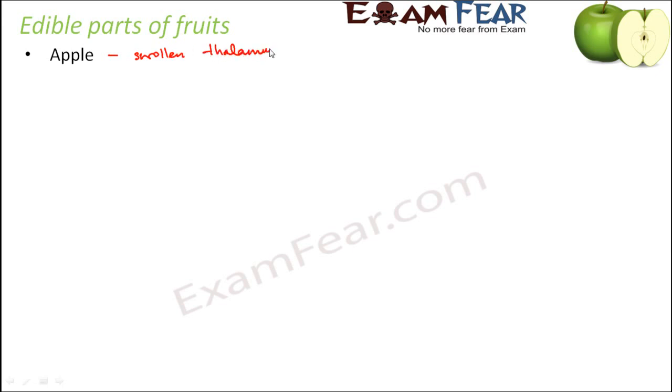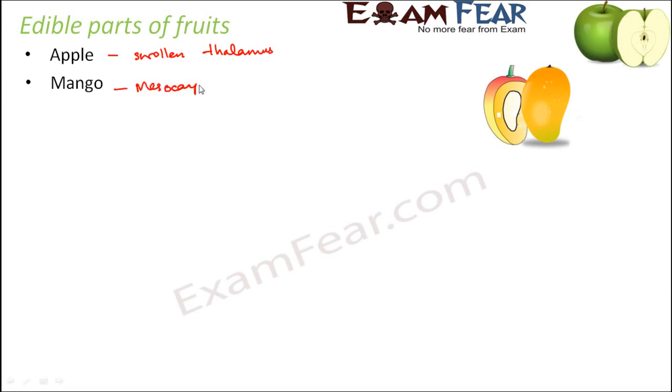Now let us look at the edible parts of different fruits. Apple, as I already said, in apple, the swollen thalamus is the edible part. Mango, in mango, the mesocarp is the edible part. Banana, in banana the entire ovary which forms the fruit is the edible part.